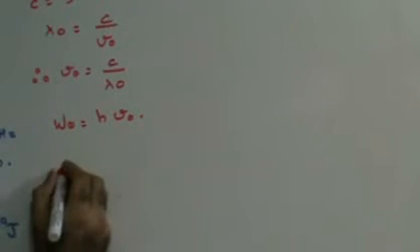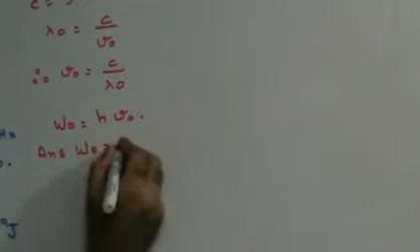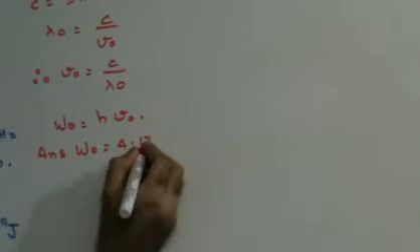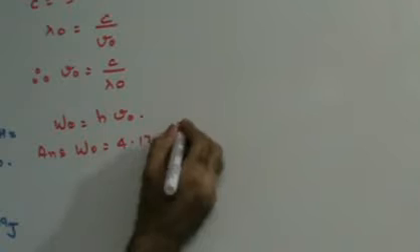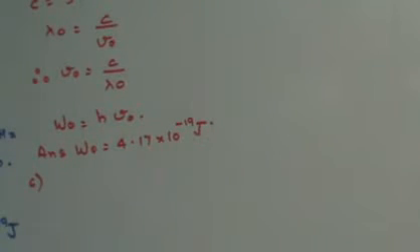What else have they asked you to find out? Work function. Work function is Planck's constant into threshold frequency. So once you get threshold frequency, you should be able to get that answer. The answer for this should be work function is 4.17 into 10 raised to minus 19 joules. Next, take down next one please.